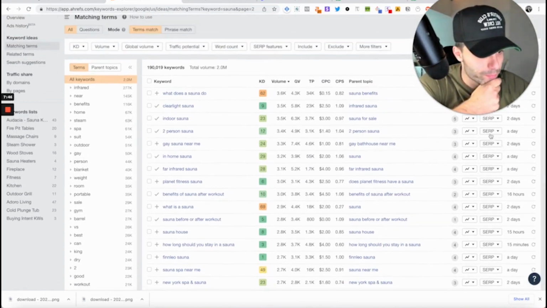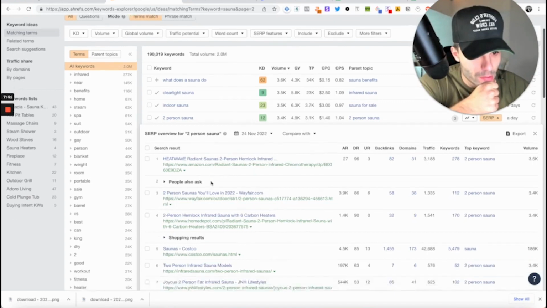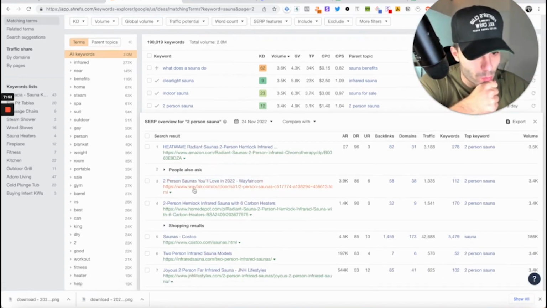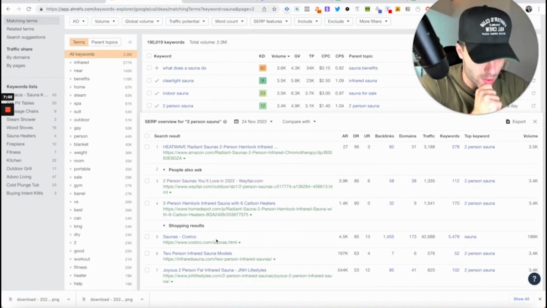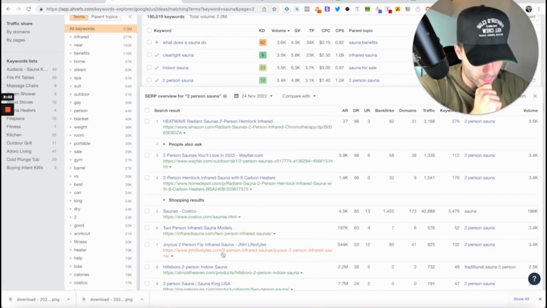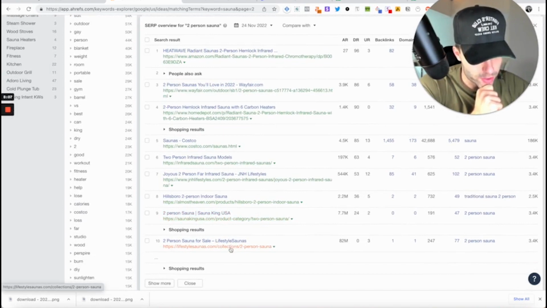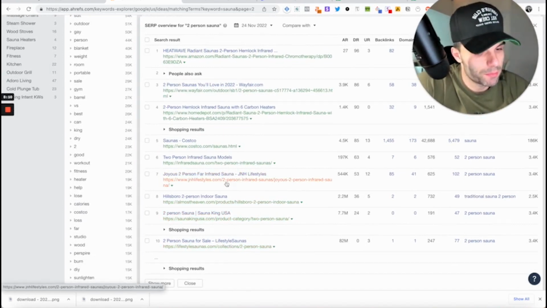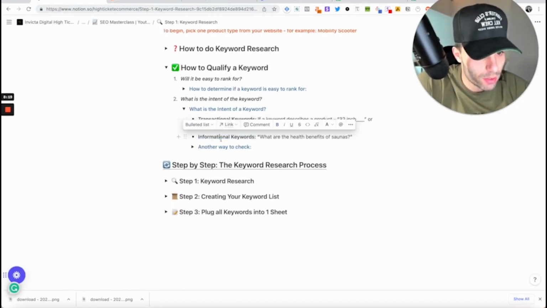Two-person sauna. So Amazon, Wayfair's two-person saunas. This is actually an article, surprisingly. It looks like Costco, this is like a category page. Product, collections. So you get the idea. These are mainly transactional keywords because the search results ranking are where people can buy. So that's the two keyword types.